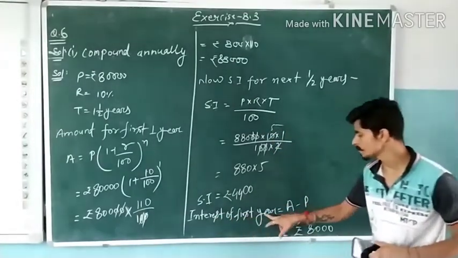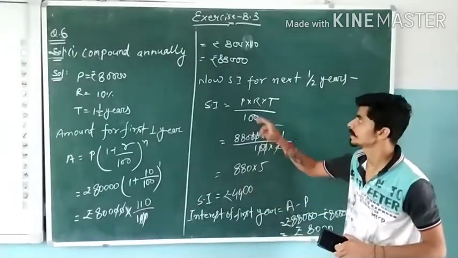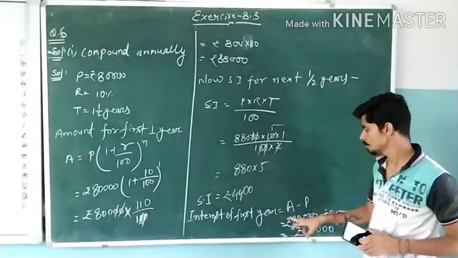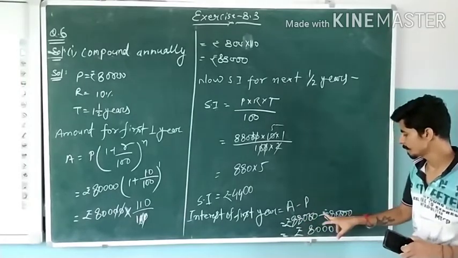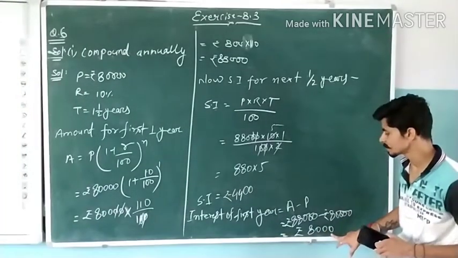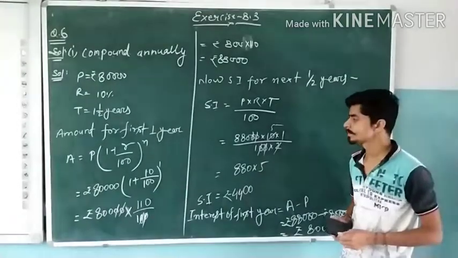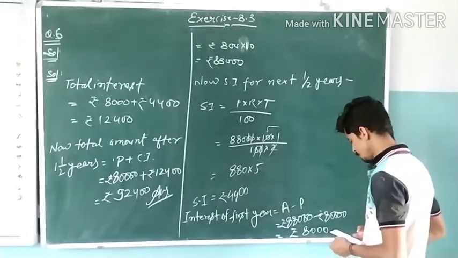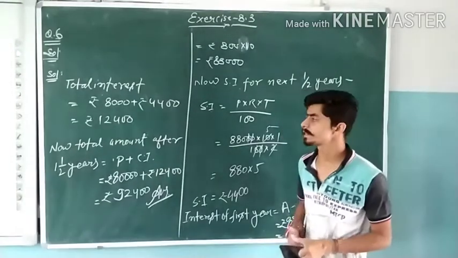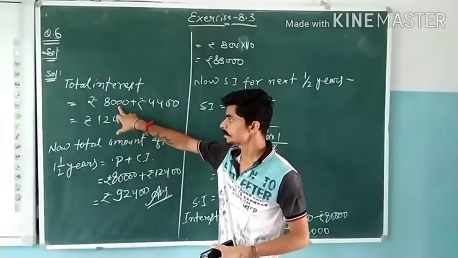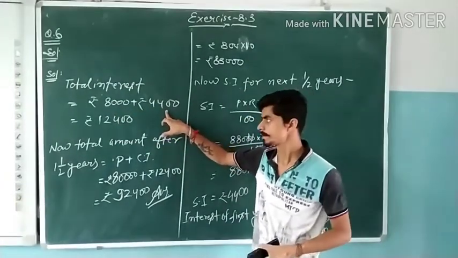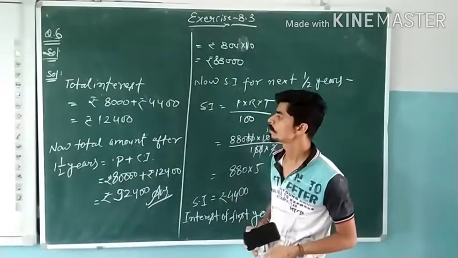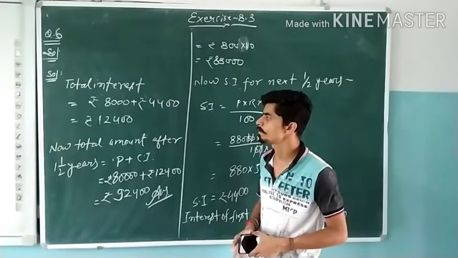Now what is the interest of the first year? We have the amount, so we find the interest from here: amount minus principal, and we get the interest of the first year, which is 8,000 rupees. So we have to find the total interest, which is the interest of the first year plus the interest of the half year. We add both of them and we get 12,400. This is the total interest after 1 1/2 years.